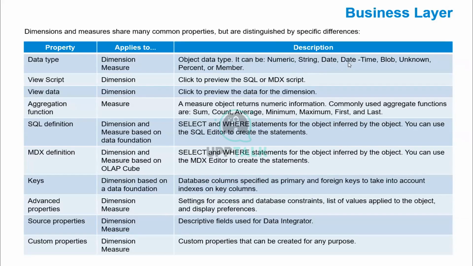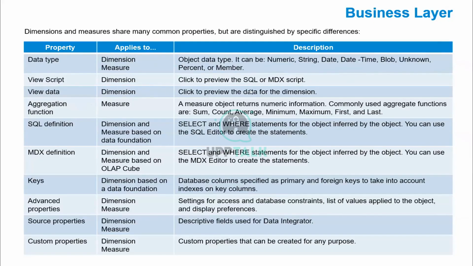Date. If the object is defining a date, like start date, end date, then the object data type should be date. Date time, if it also has the timestamp, the data type is date time. Blob, unknown, percentage or member. These are the types of data types.